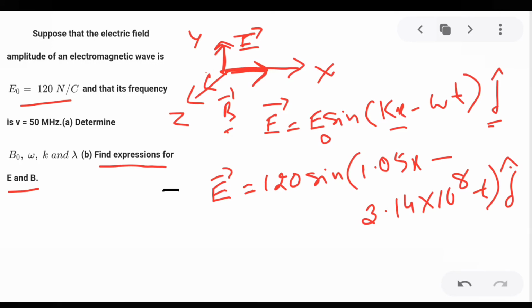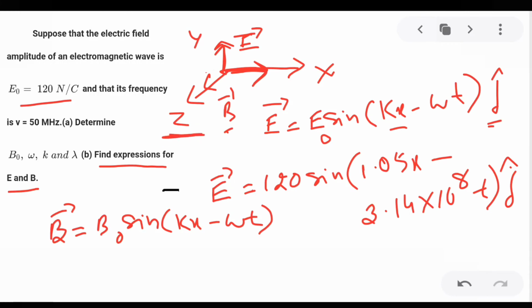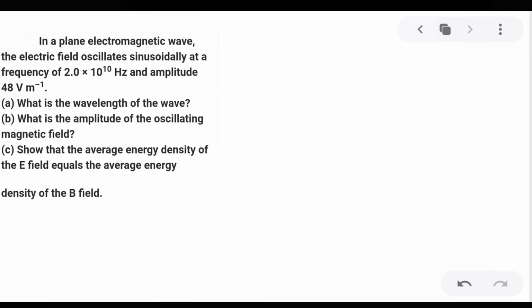Now similarly for the magnetic field we can write the equation as B is equal to B naught sine(kx minus omega t), because the wave is propagating along the positive x-axis, and the magnetic field is along the z-axis, so this will be k cap. Again we can similarly substitute the values of B naught, k and omega to get the expression for B. So this is how we can write the expressions for E and B. This is question number 8.10.